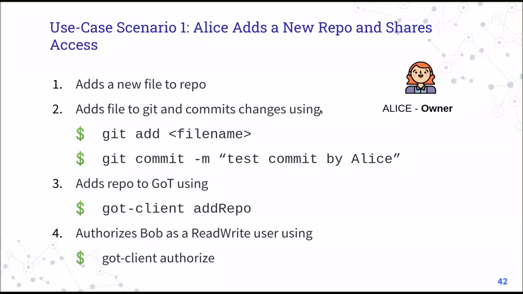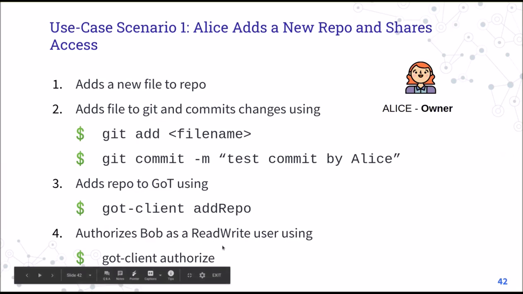So after creating the user, Alice adds a new file to the repo and commits the changes locally through git add and git commit, and then adds the repo to GoT through GoT client add repo. And finally, she wants to authorize Bob as a read or write user through the GoT client authorize command.